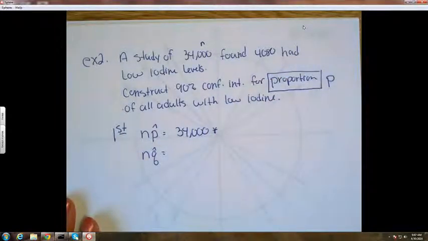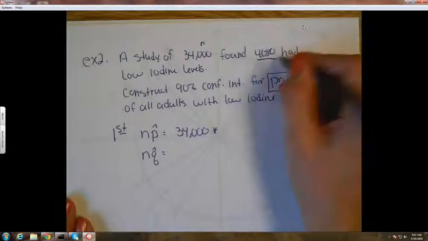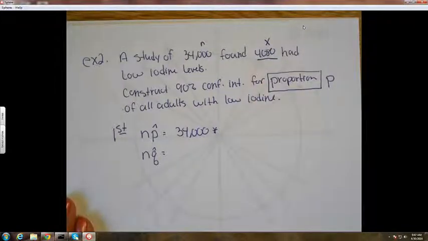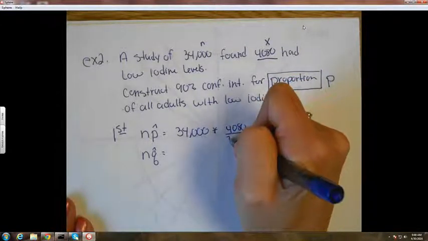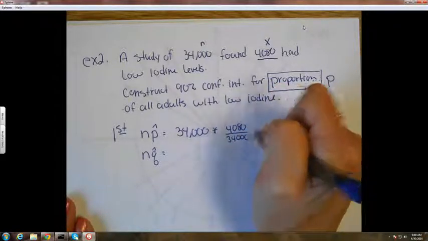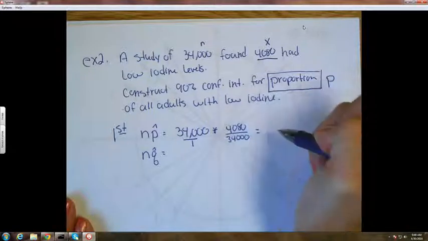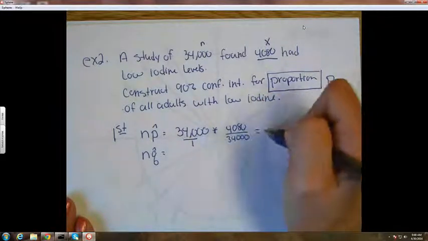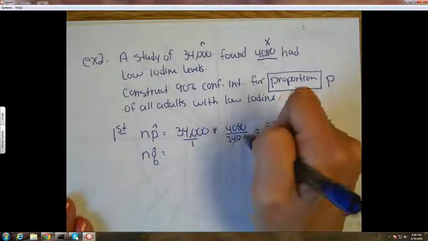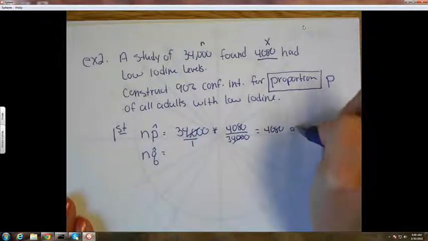P hat. Did I give you P hat? I didn't give you P hat. What did I give you? X. That's the number of successes I gave you. How do you turn X into a P hat? X divided by N. Well, what's going to happen here? I'm going to get X back. N times P hat is telling me how many successes I have. 4,080. I don't need a calculator because the 34,000 cancel out. Which is okay because it's bigger than 5.